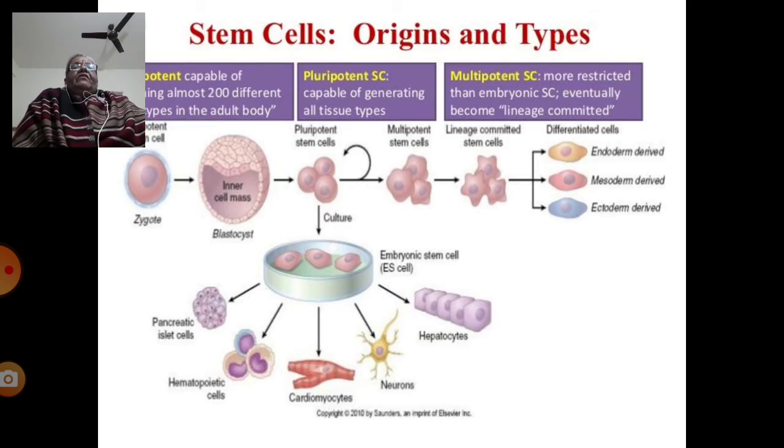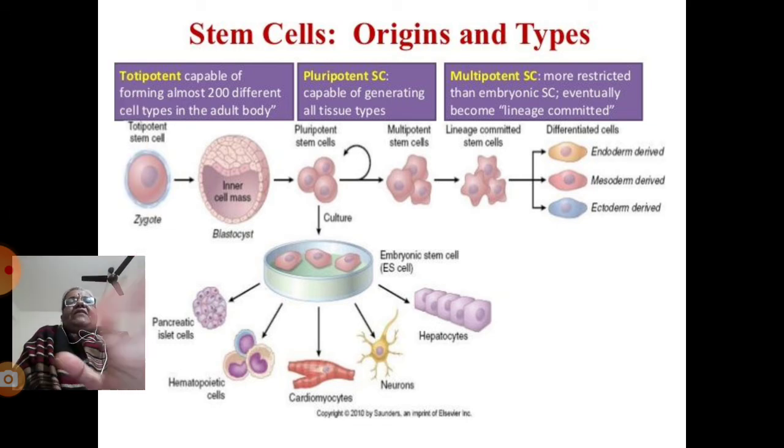So the original types of stem cells: there are 3 types: totipotent, pluripotent, and multipotent. Totipotent means capable of forming almost 200 different cell types present in the adult body. Okay, so at the zygotic level. And multipotent, they are capable of generating all tissue types, the way it has been shown in the PPT.